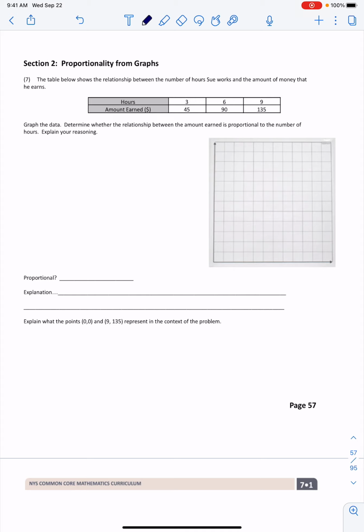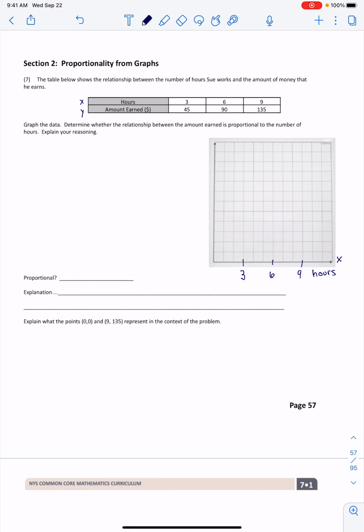So to graph this would be easy enough. So I am going to go by 3s. So I'm going to say 3, 6, and 9. And this is going to be my hours because remember, on top is your x value, on the bottom is your y. So here is my x value, and this is hours. Remember to always label your graph.